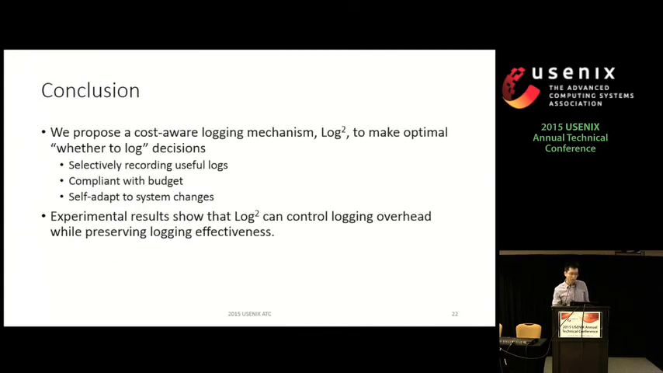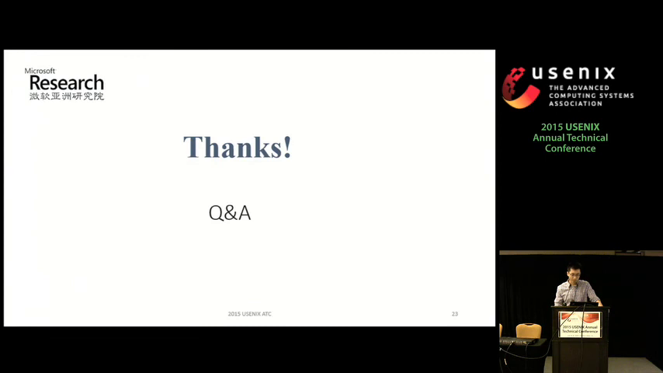Okay, so in summary, we propose a cost-aware logging mechanism, log square, which makes the optimal decision of whether to log. It selectively records useful logs. It complies with the pre-specified budget, and it self-adapts to the system changes. And our experimental results show that log square can control logging overhead while preserving logging effectiveness. Okay, thanks.